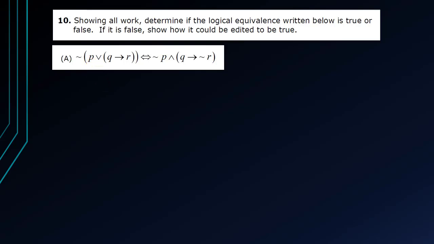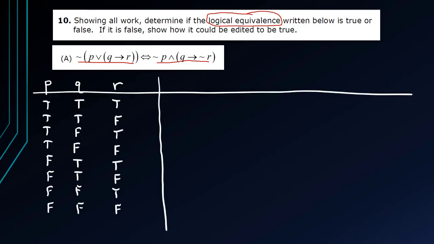I have this statement here and this statement here. For me to determine logical equivalence, I have to make sure that they have the exact same truth table. So I'm going to have to come up with truth tables for both of these and then compare the two. So I'm going to start off with P, Q, and R and come up with all the possible combinations of those.